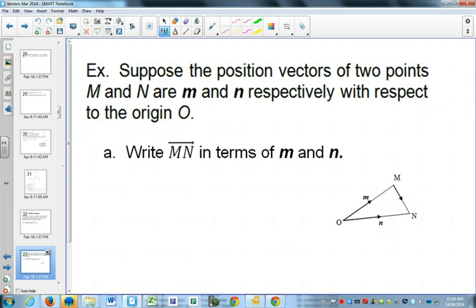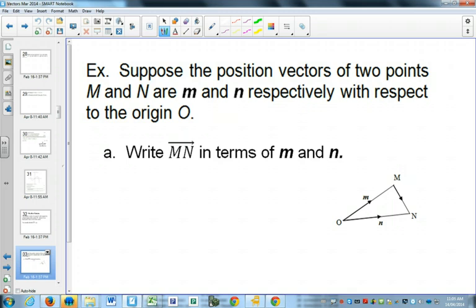So what we do in vectors is we start to see how we can write another vector in terms of other vectors. And what this will do is make some math easier to do and to solve things. So right now we're just going to practice. I have m as a position vector going from O, the origin, out to a point M, and little n as a position vector going out to a point N.